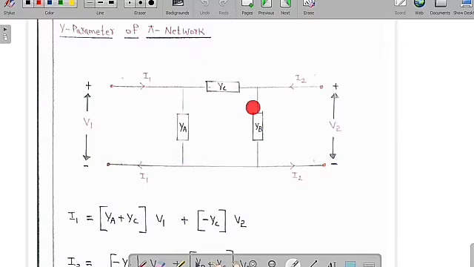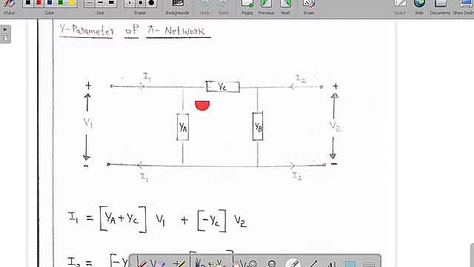So you can see clearly this is in terms of pi fashion. I want to find the Y parameter of this pi network. You can see clearly this is in terms of the two-port network, with plus or minus V1, plus or minus V2, and this is incoming current I1, outgoing current I1, incoming current I2, and outgoing current I2.